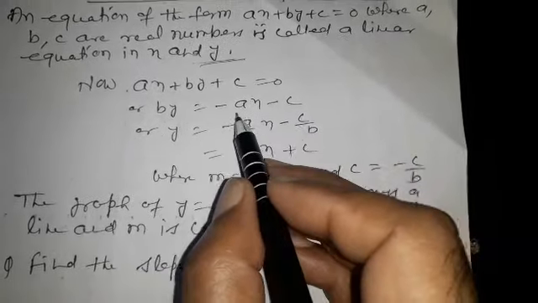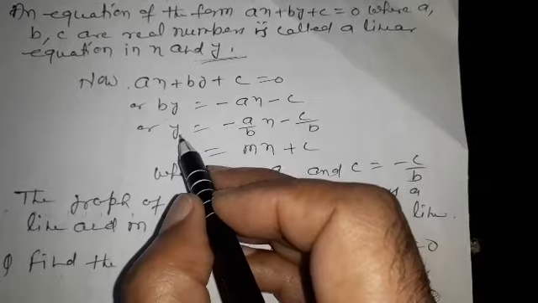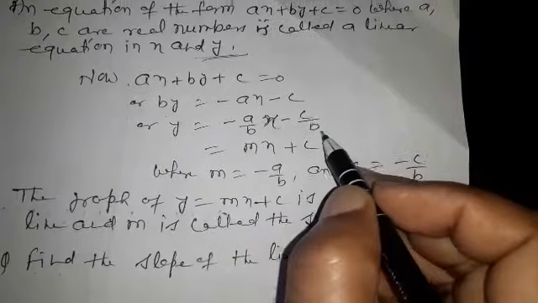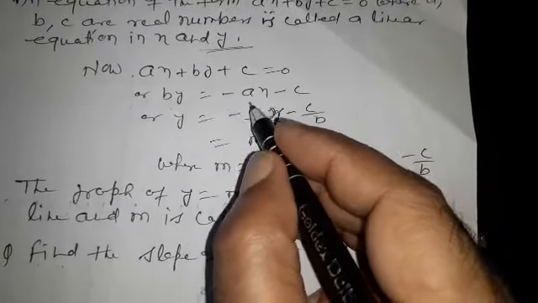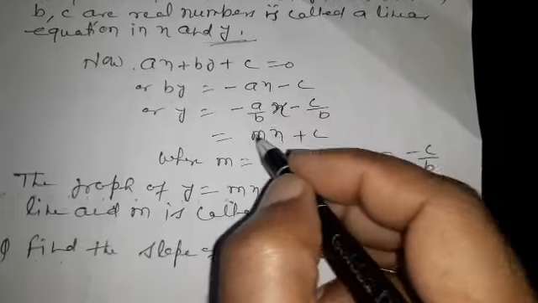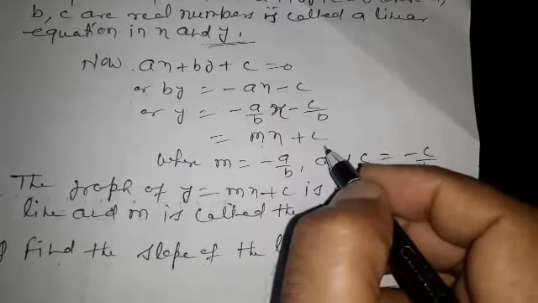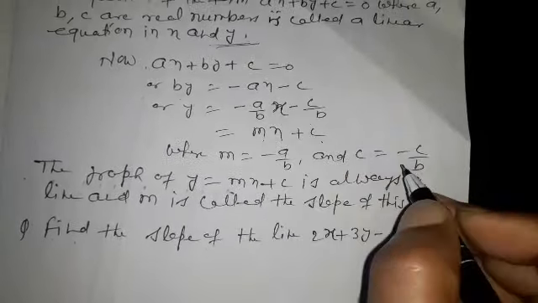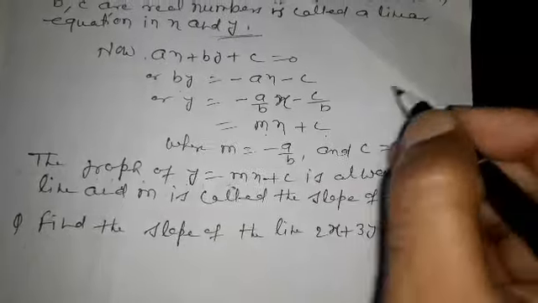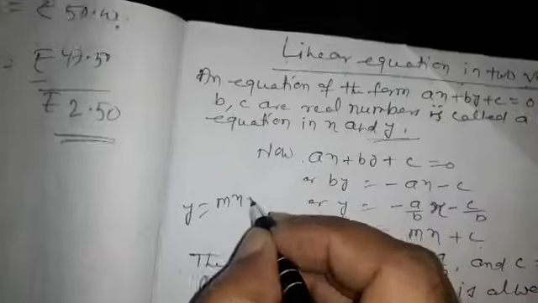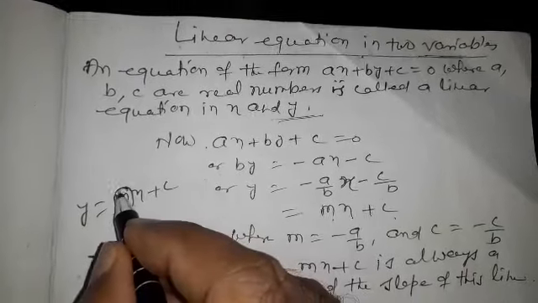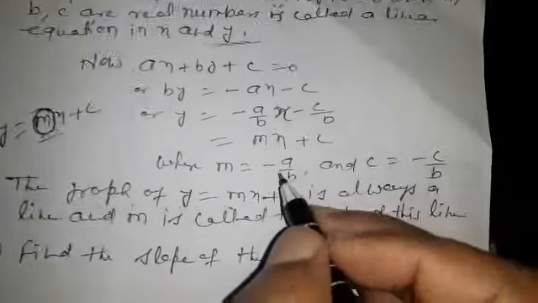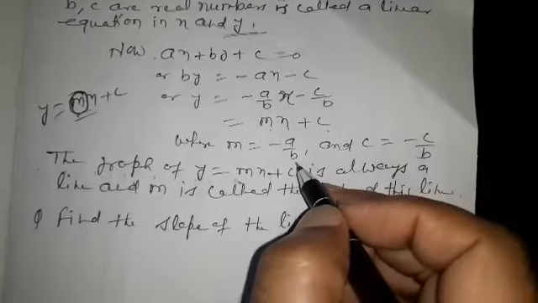So ax + by + c = 0. Then by = -ax - c, and y = -(a/b)x - c/b. Taking -a/b as m and c as -c/b, y = mx + c, where m is called the slope of the equation. So here the slope of this equation is -a/b.